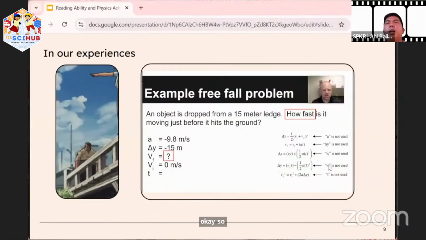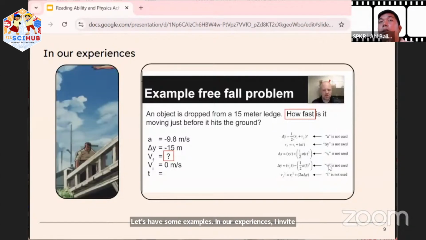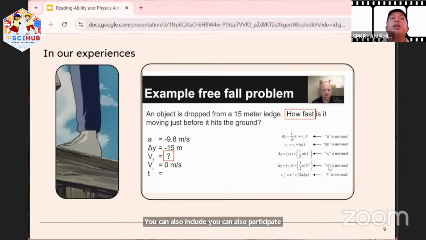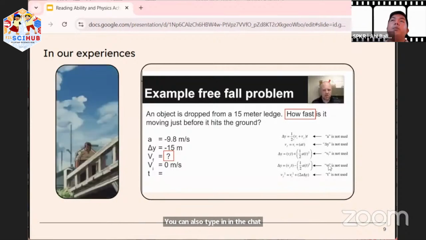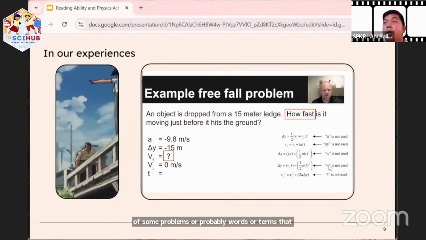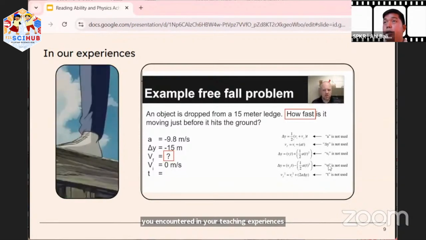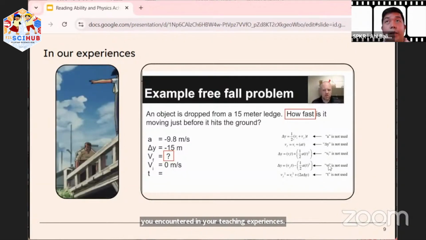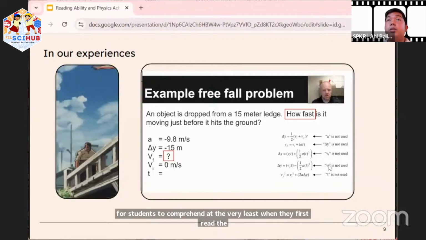Let's have some examples. In our experiences, I invite everyone. I hope we have a lot of physics teachers here, and maybe science teachers also. You can also participate. You can also type in the chat box your experiences, some problems or words or terms that you encountered in your teaching that you found hard for students to comprehend, at the very least when they first read the word. You can share to everyone.